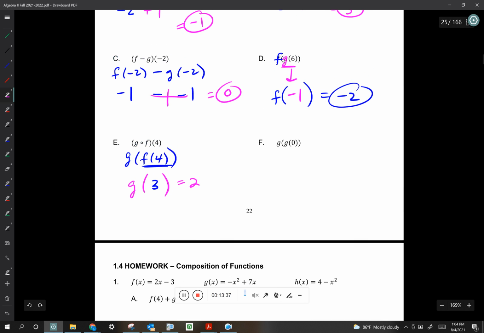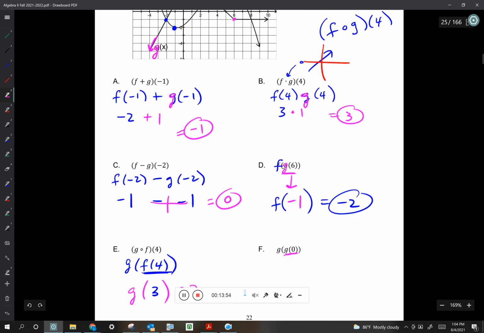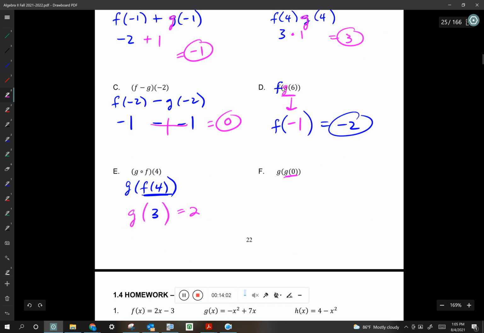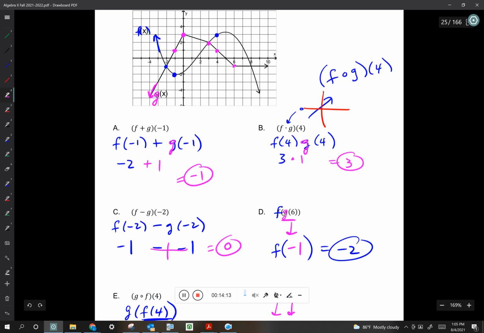Okay? And then I look at letter F. Oh no, is it okay to have the same letter? Yeah, it's fine. But again, you still start on the inside. Does that mean the answer is just 0? No, not necessarily at all. It could be, but it would be a coincidence if it was. So start on the inside. What is g of 0? So go to where x is 0. Where does that hit the g graph? That hits right here at 3. So that means this inside part is 3, but I still have this g on the outside. Okay, so now what is g of 3? Well, go to 3. g of 3 is 2.